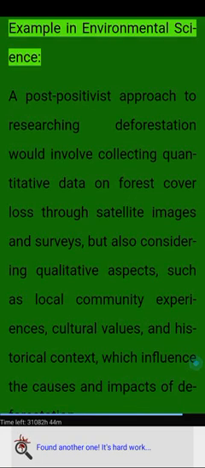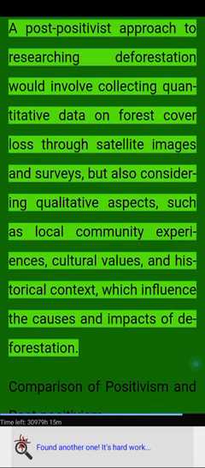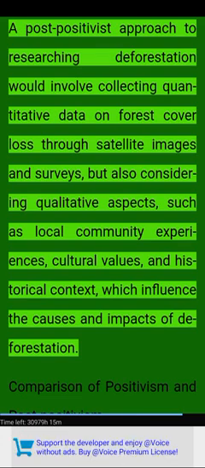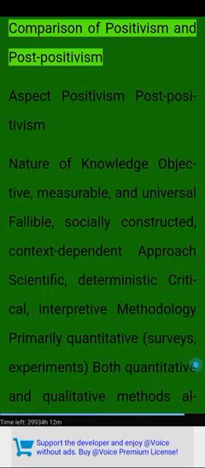Example in environmental science. A post-positivist approach to researching deforestation would involve collecting quantitative data on forest cover loss through satellite images and surveys, but also considering qualitative aspects, such as local community experiences, cultural values, and historical context, which influence the causes and impacts of deforestation. Comparison of positivism and post-positivism.